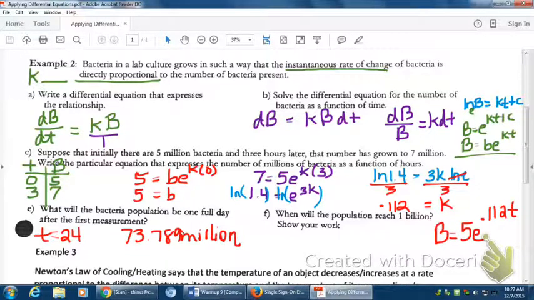All right, F. When will the population reach 1 billion? So this time the B is 1 billion, which since B is in millions, really means 1,000 millions. So we set that equal to 5e to the 0.112t, and we're looking for the time. To solve that, you divide 1,000 by 5.